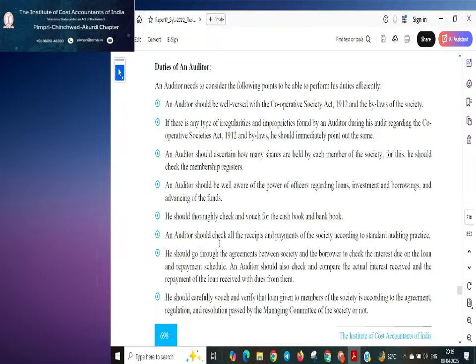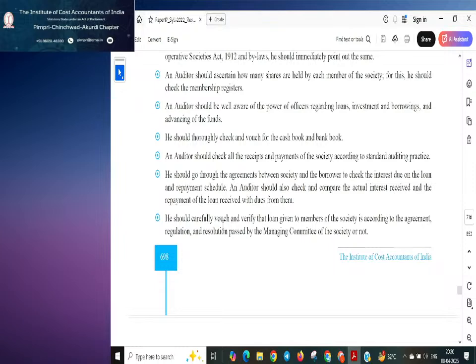He should go through the agreements between the society and the borrower, like what are the loan agreements, what are the rules and regulations attached to that loan, what is the interest percentage, what is the repayment schedule, everything he has got to check into. And he should carefully vouch and verify that loan given to the members of the society is according to the agreement, regulation, or any resolution that is passed by the board. That should be taken into consideration.